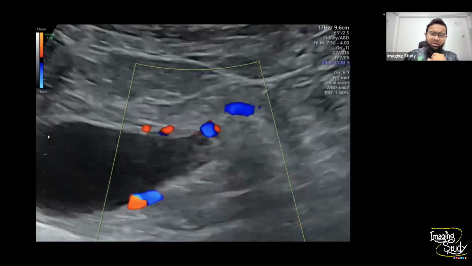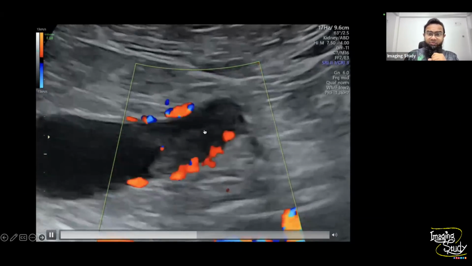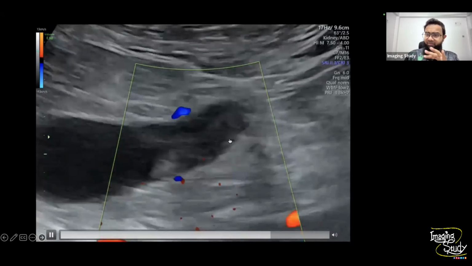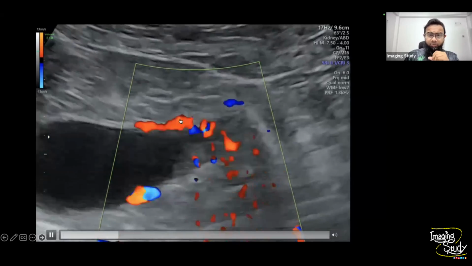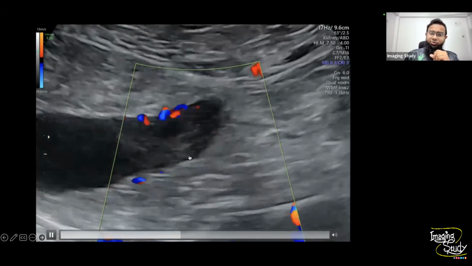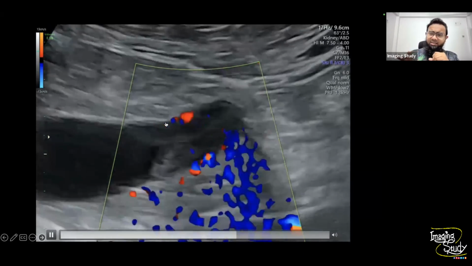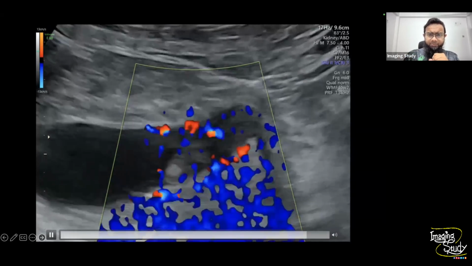So here's the magnified one. You can see very good amount of vascularity, mainly the peripheral vascularity, but if you check carefully, you may see some internal vascularity also. The vessels are very prominent. So it concludes it as a case of a ureteric mass.